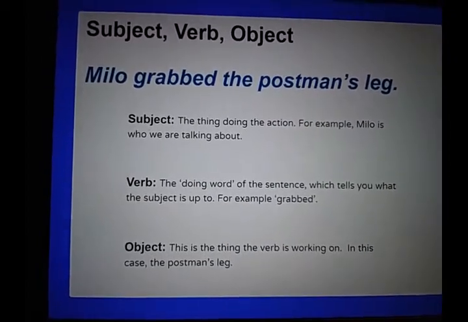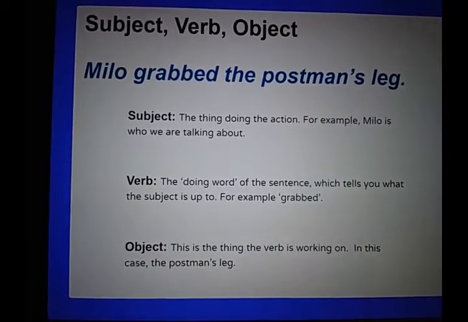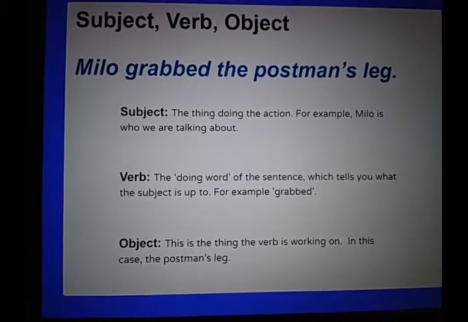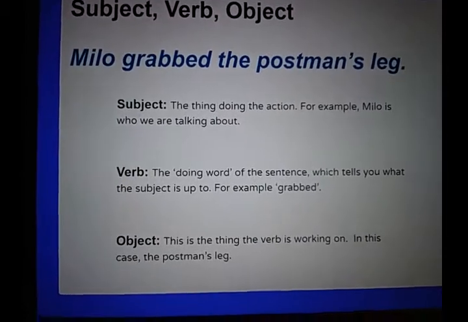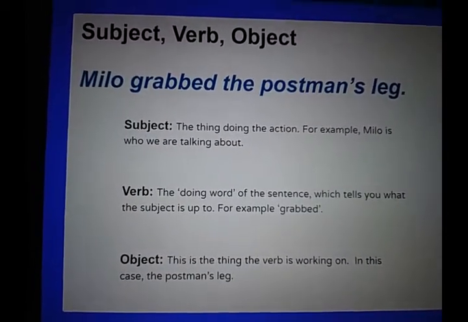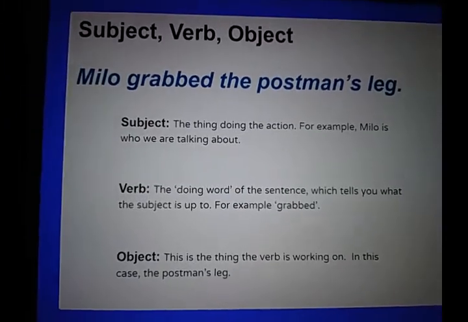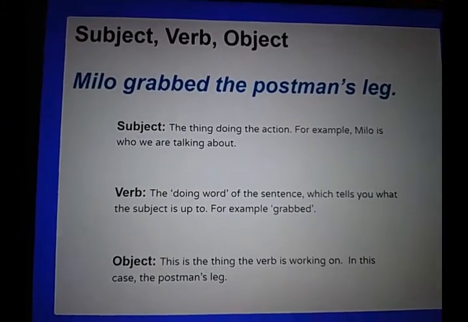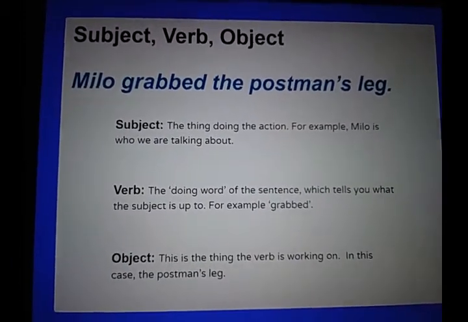A verb is something happening. The subject is the thing, that could be a noun, a noun phrase, or a pronoun, doing that verb. Sometimes we also have an object, and the object in a sentence is the thing having the verb done to it. So this is a really simple sentence.